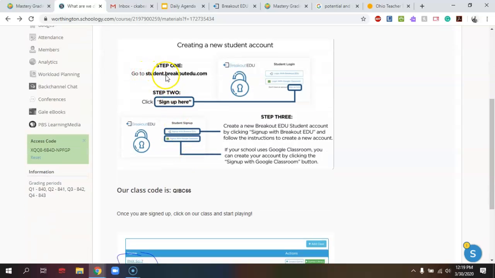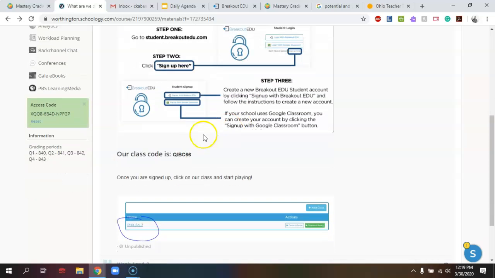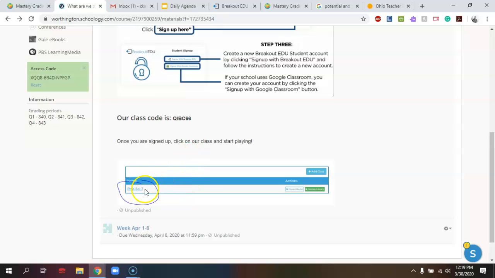You're going to go to student.breakoutedu.com, and you're going to click the sign up here link. You're going to sign up with a new Breakout EDU account right here. So you're going to click sign up and put in your information. I would just use your school information, your school username, and your school password. Then you're going to be prompted to enter our class code, which is right here, QIBC66.